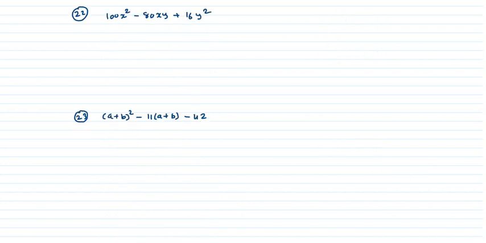Okay, now a couple more sums. See, this is again comparatively easy, same thing. See, if you are getting this kind of sum, what you have to do is just consider this value and this value and take the root of those values. Okay, how? See, this is 100x square, take the root. So 100 root is 10, x square root is x. Here 16y square, so root of 16 is 4, y square root is 4y.